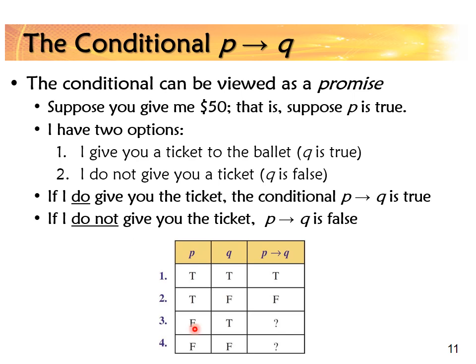But what happens if the hypothesis is false? What about the truth value here? We don't really have a way to define this, do we? Let's say that you didn't give me $50. I could either give you a ticket or not give you a ticket, making Q true or false, but what would the value of the entire statement be?